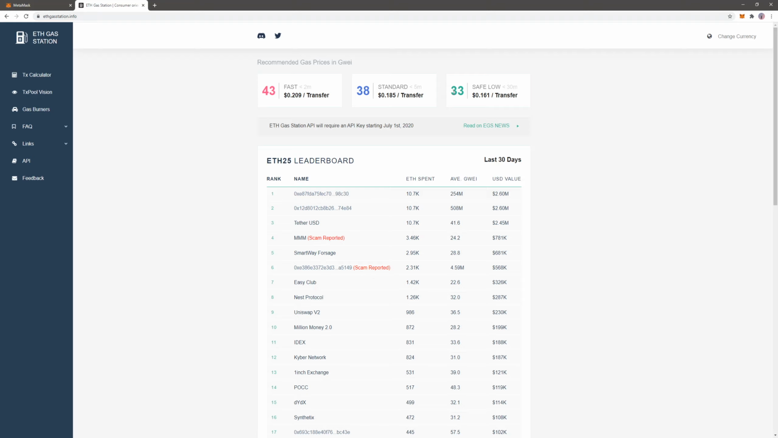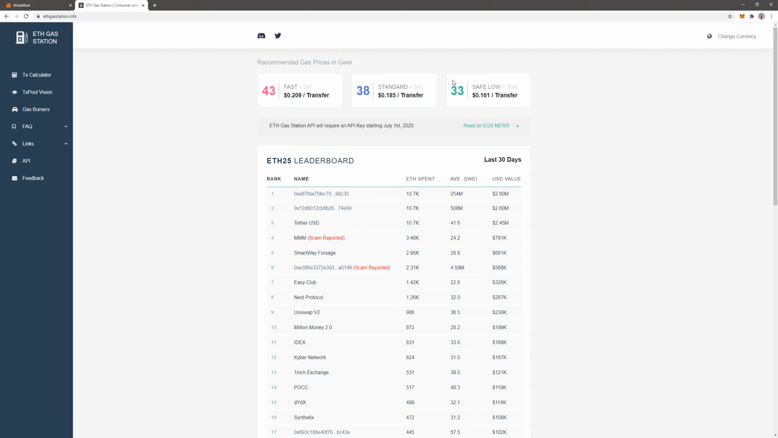It's kind of self-explanatory here, but the safe low is basically the lowest gas price in GWEI you want to use for the cheapest amount, but it's going to take the longest, anywhere from 30 minutes or less is their estimate. So this is good if you're just sending a friend some money and you're not in a rush, but if you're making a time-sensitive DEX trade, it's probably not the way to go.